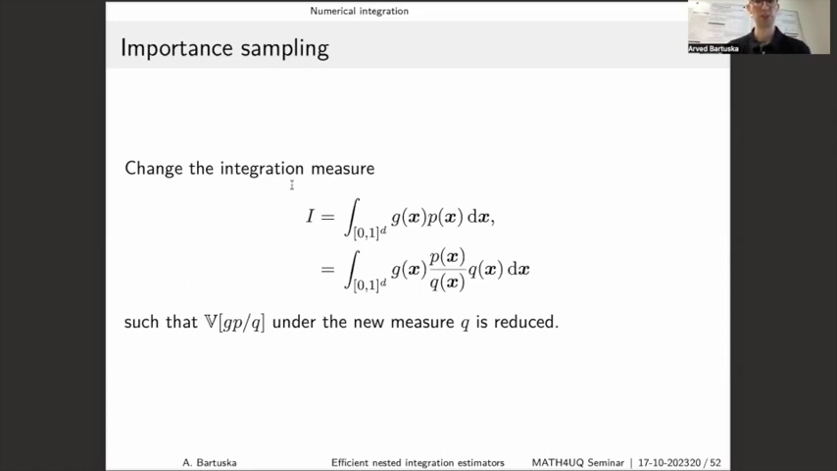So importance sampling means that we change the integration measure. Now we have our integrand G and some integration measure P, and we just multiply and divide by some new measure Q. Then for the sampling-based estimators, we sample from this new measure. Of course, we have the same integral, so we don't add bias, but hopefully we can reduce the variance if we get a good measure Q. And to get a good measure Q, we need some knowledge of our integrand, basically.